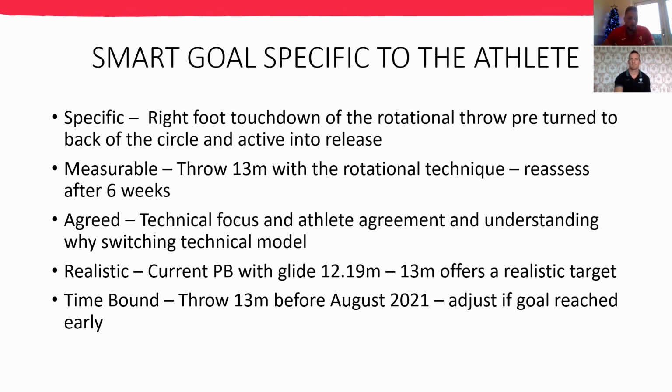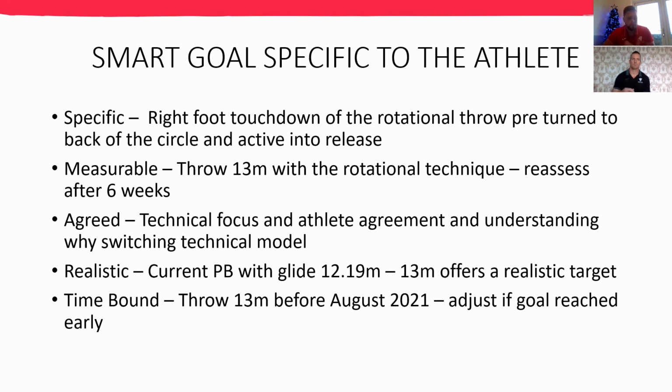She has a good understanding, just being around the group with other rotational throwers, that she has right foot touchdown of the rotational throw. It needs to be pre-turned. So Amelia really struggles to have that active right foot, whether it be the glide or the rotational throw. So we're really working on that. The measurable is going to be throw 13 meters with the rotational technique, and we're going to reassess that after 6 weeks.